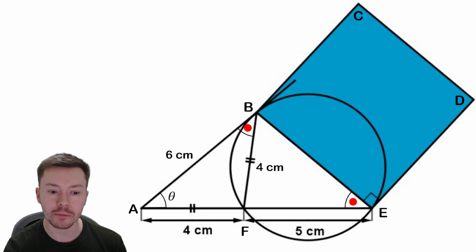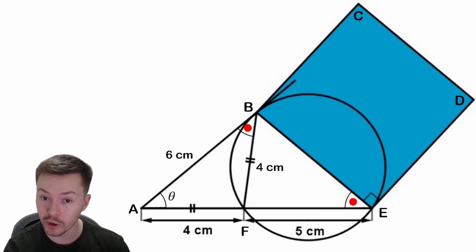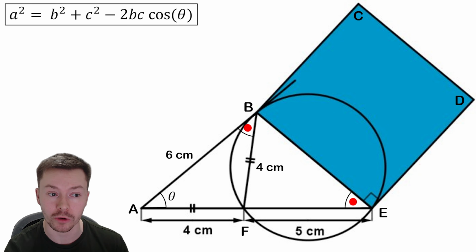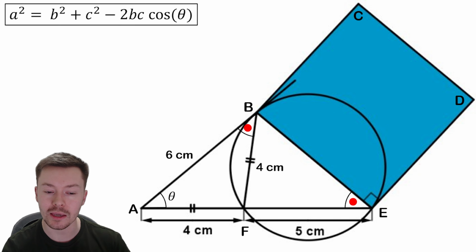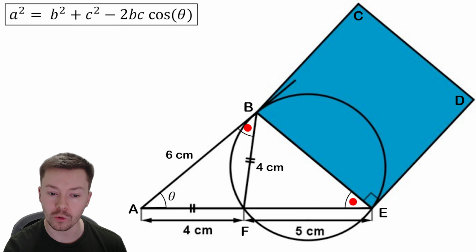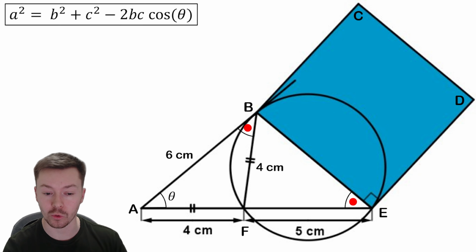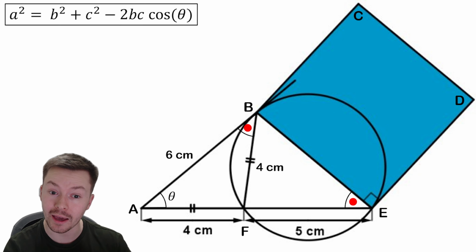From there, I'm going to try and work out this angle. You'll see why shortly, but I'm going to try and work out this angle using the cosine rule, which is on the screen now. Now I need to use my A as the side opposite my angle, which in this case would be a 4. The side BF.